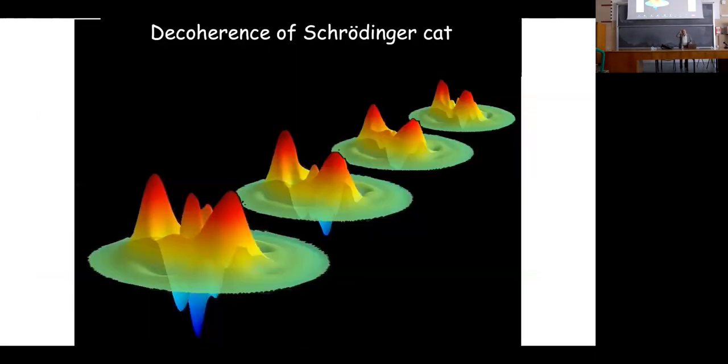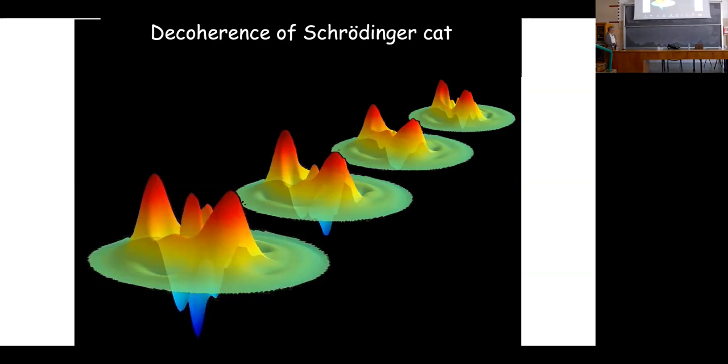So now let's look at decoherence. These pictures here show snapshots of the Wigner function as a function of the delay between the preparation of the cat state and the time at which you make the measurement of the Wigner function. So now you have another dimension that you have to take into account. You have to let your Schrödinger cat live for some time and measure after a delay.